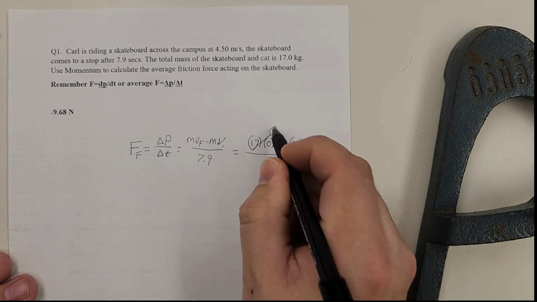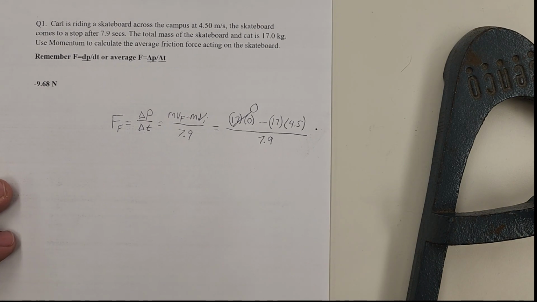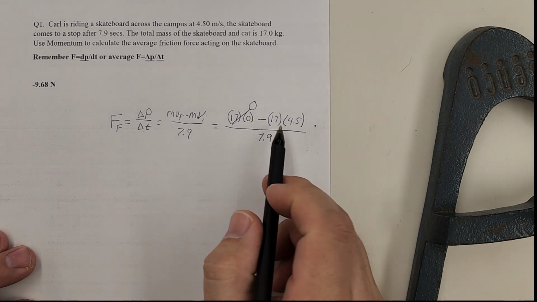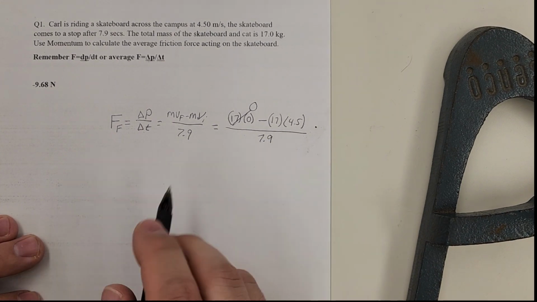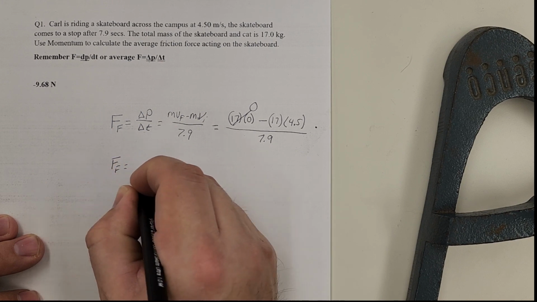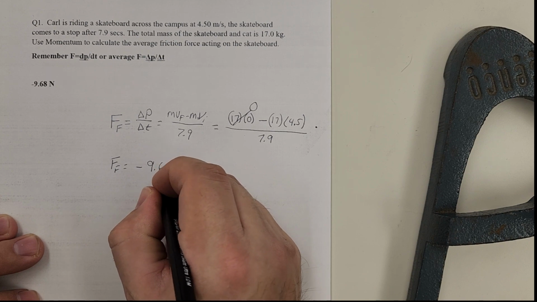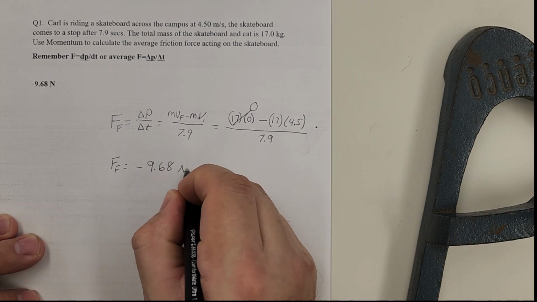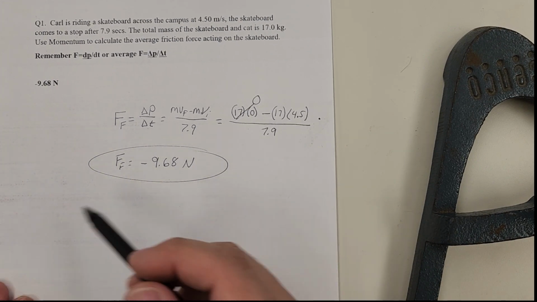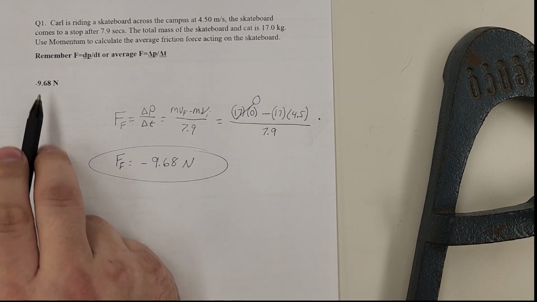17 times 0, of course, is just 0, so that cancels out, leaving us with a negative number. So let's do that calculation quickly and see what it is. 17 times 4.5 divided by 7.9 should give you a friction force equal to negative 9.68, and that's in newtons. Of course it's negative because it's going in the opposite direction. All right, so the friction force always points in the opposite direction, and that agrees with our answer up here.